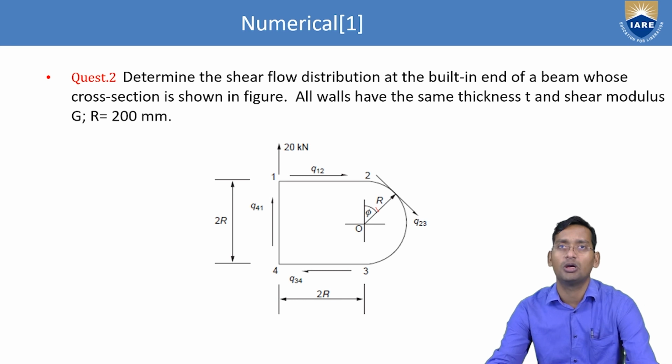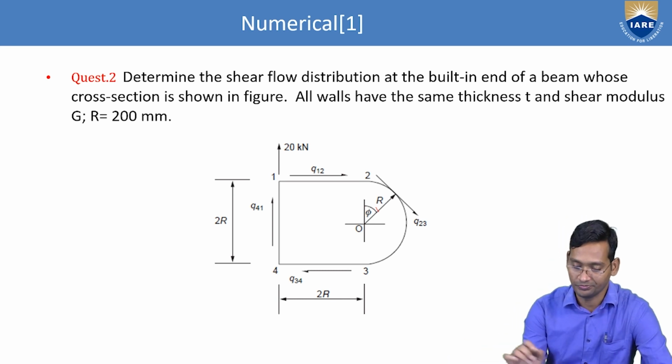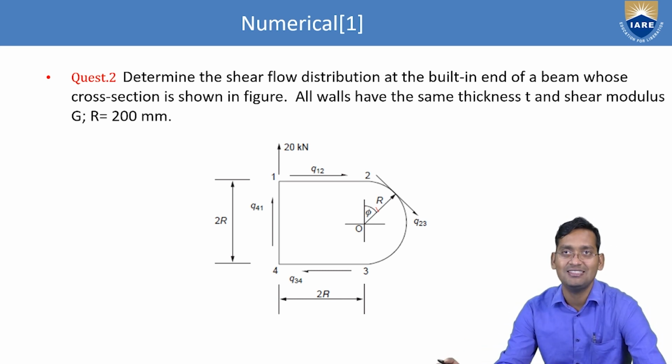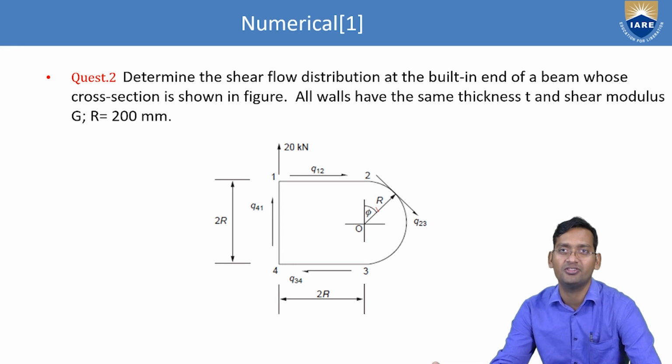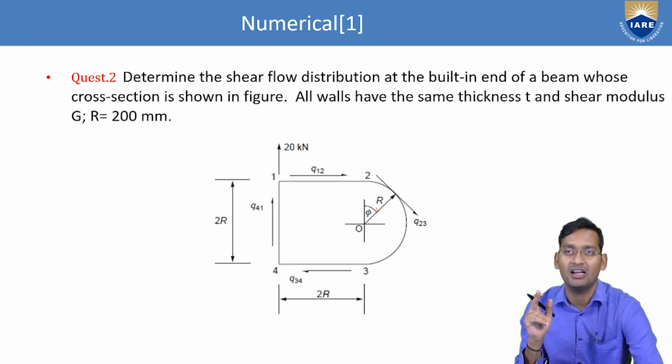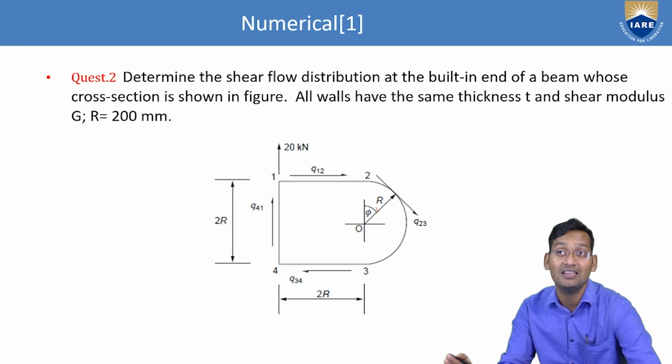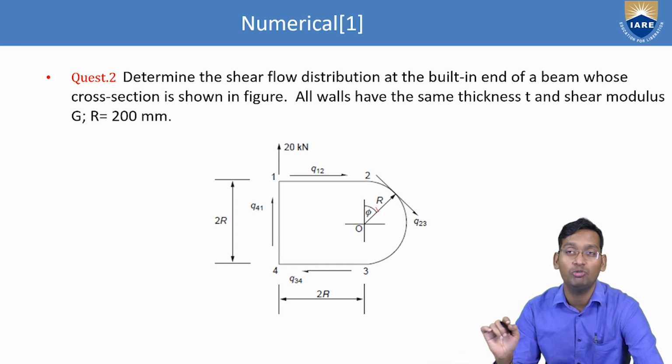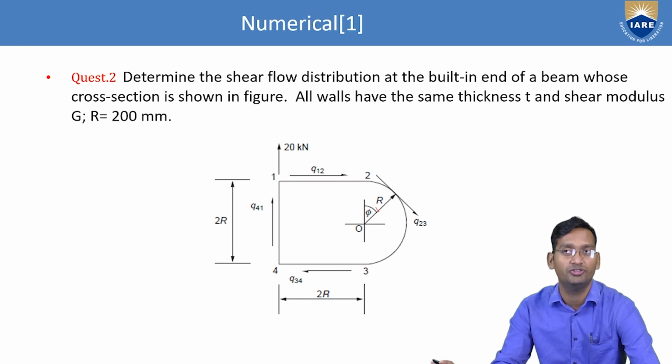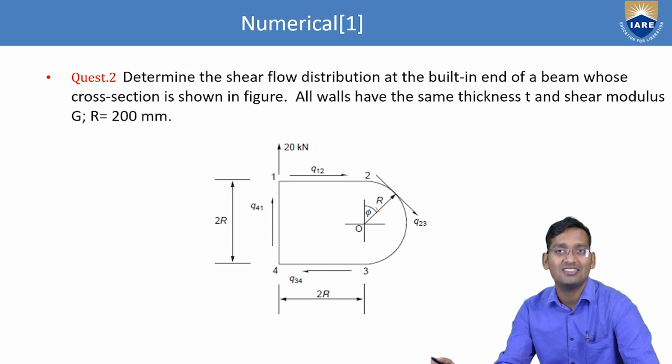Now come to numerical 2. The question is to determine the shear flow distribution. So again here we have to find the shear flow distribution only, and the condition is the built-in end condition, meaning del W by del S will again be 0, for a beam whose cross section is shown in the figure.